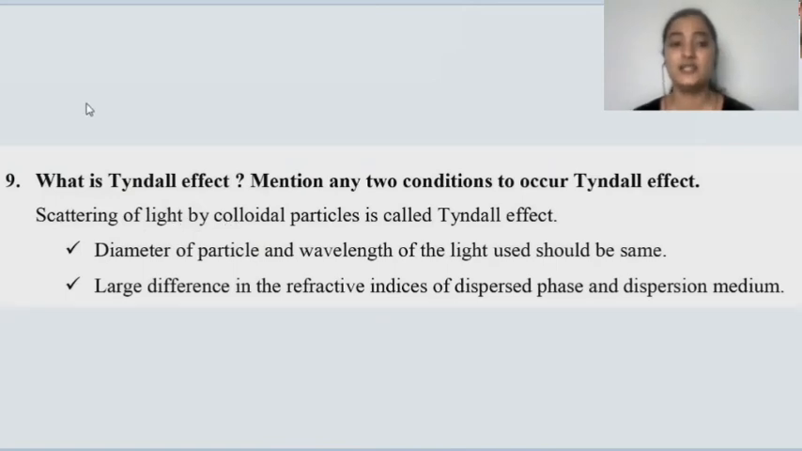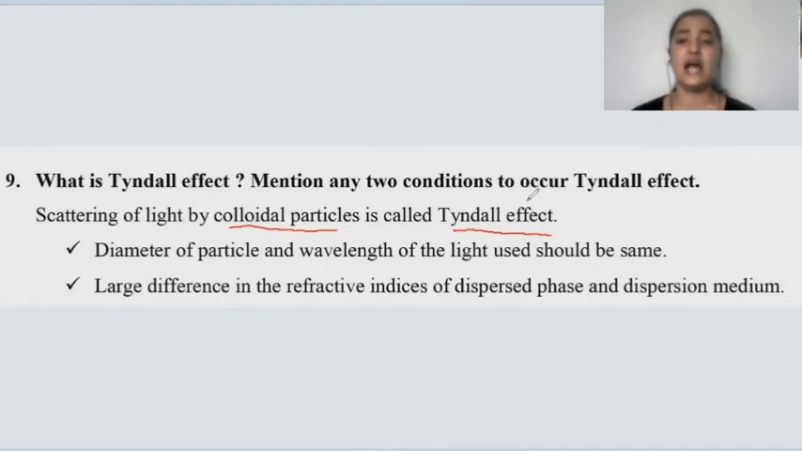Here, children, the scattering of light by the colloidal particles is what is called the Tyndall effect. Then what are the two conditions which are required for the Tyndall effect to arise there?